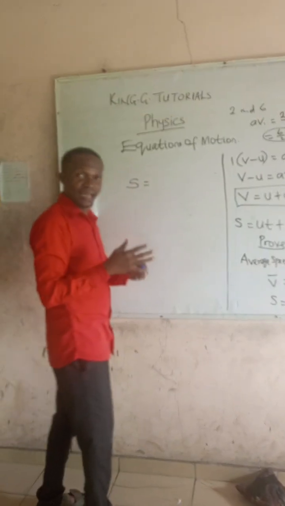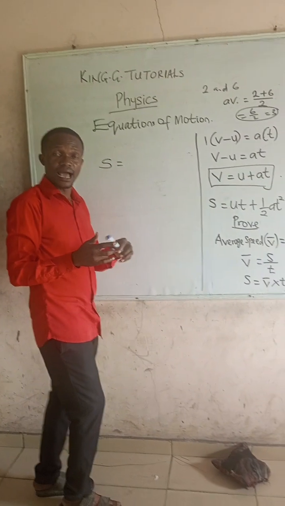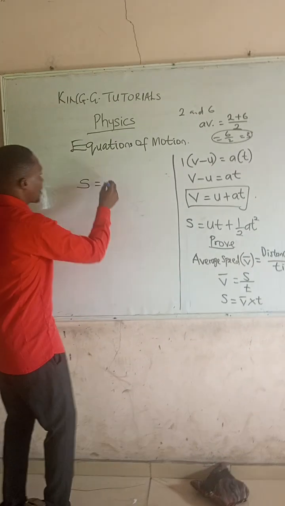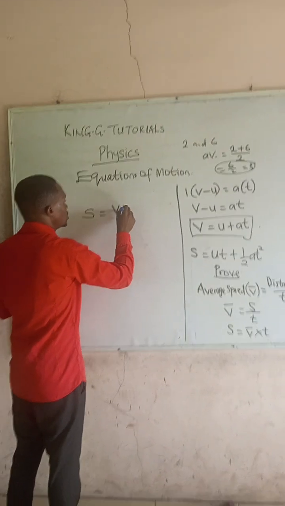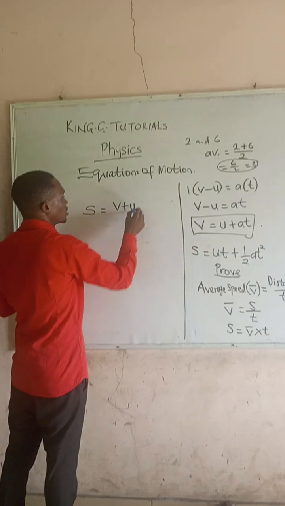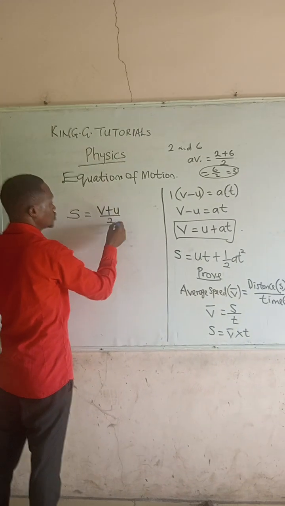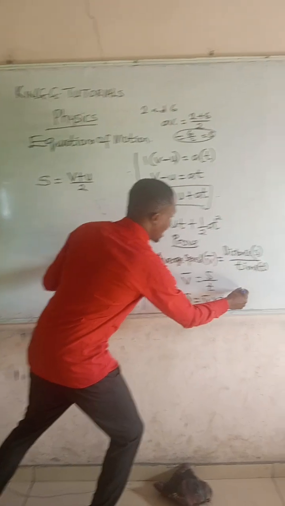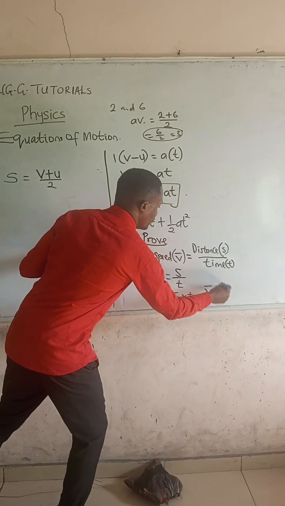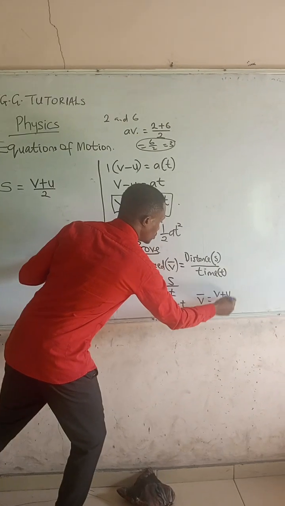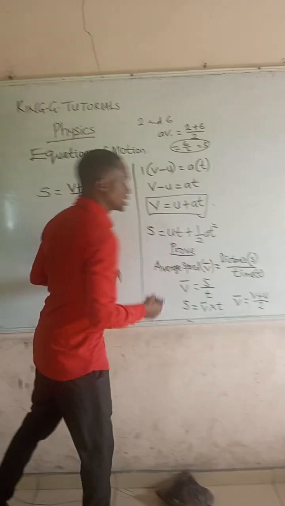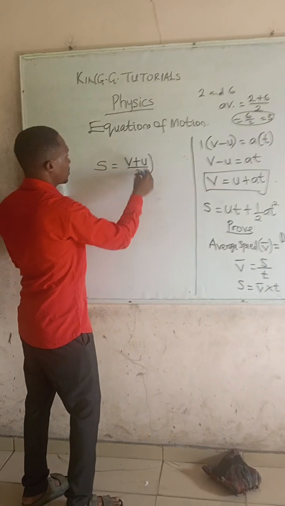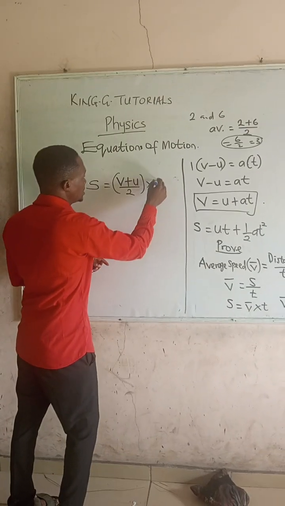Look at final velocity and initial velocity: the final velocity plus the initial velocity, all divided by 2. This now is my average speed. So I said average speed is V plus U all over 2. Having that, I bring it here to multiply by what? The T.